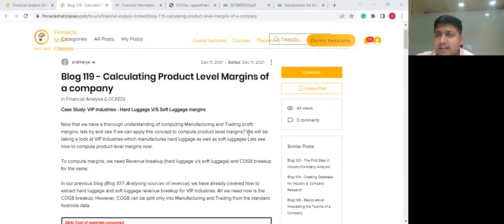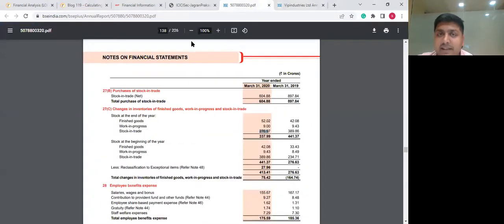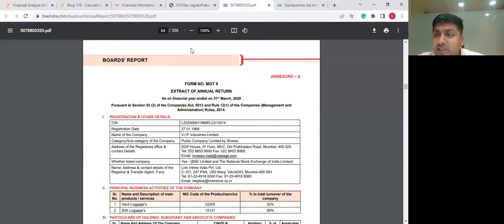Now, if you want to calculate product level margins of hard luggage and soft luggage, what do you need? You need revenues of hard luggage and soft luggage. You need COGS of hard luggage and soft luggage, correct? Now, I know you must be thinking, product level revenues nikalna koi badi baat nahi hai. Maybe take a look at the revenue footnote, or maybe even take a look at the MGT9 form, something which we have discussed in the past. So I'm just going to quickly open annual report 2020, which you have in front of the screen. Page number 54 has the MGT9 form.